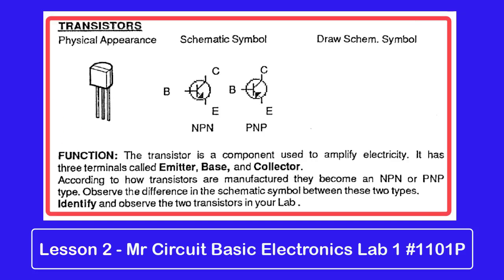Function. A transistor is a component used to amplify electricity. It has three terminals called an emitter, base, and collector. According to how transistors are manufactured, they become NPN and PNP types. Observe the difference in the schematic symbol between these two types. Identify and observe the two transistors in your lab.